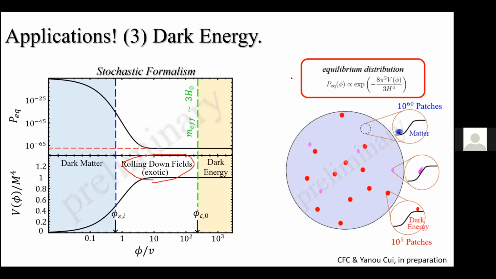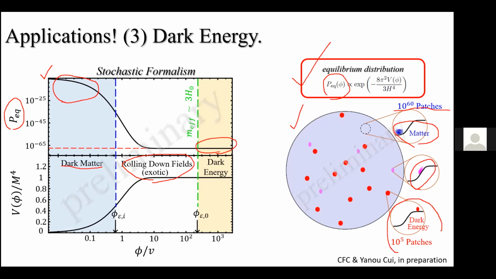So if you consider the field distribution like we did before, the distribution will look like the left-hand side right here. I just picked a benchmark for this model. Then you can see most of the fields are looking like dark matter, only a few fields are looking like dark energy, and the others are like rolling down fields. If you plot this distribution in your universe, it will look like the right-hand side. Most Hubble patches, at the end of inflation, will look like matter, then some of them will be rolling down fields, and some of them will be like dark energy.